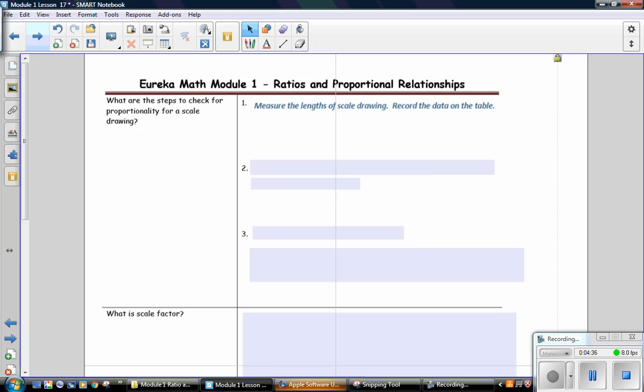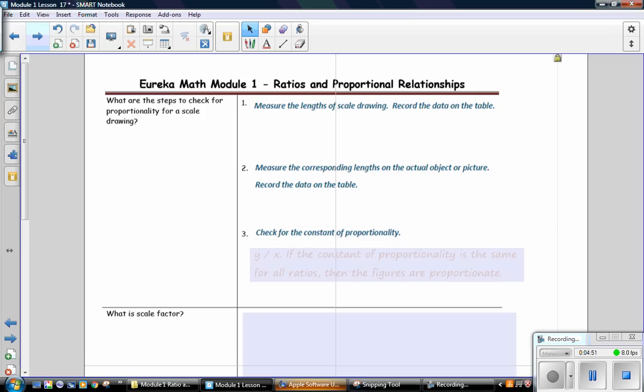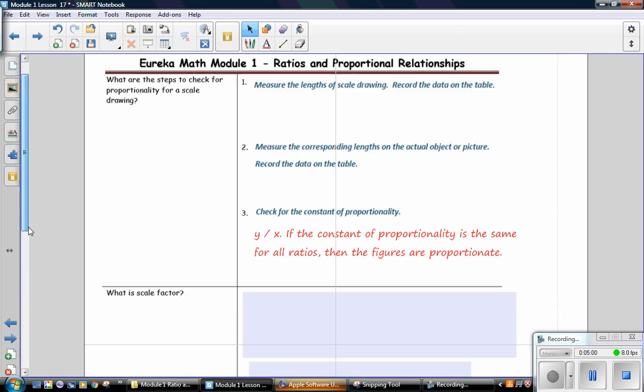First, measure the lengths of the scale drawing and record the data on the table. Measure the corresponding lengths on the actual object or picture. Record the data on the table. Check for the constant of proportionality, y divided by x. If the constant of proportionality is the same for all ratios, then the figures are proportionate.